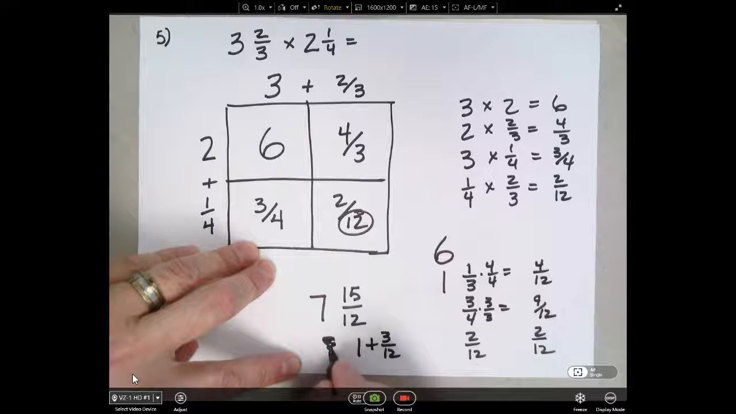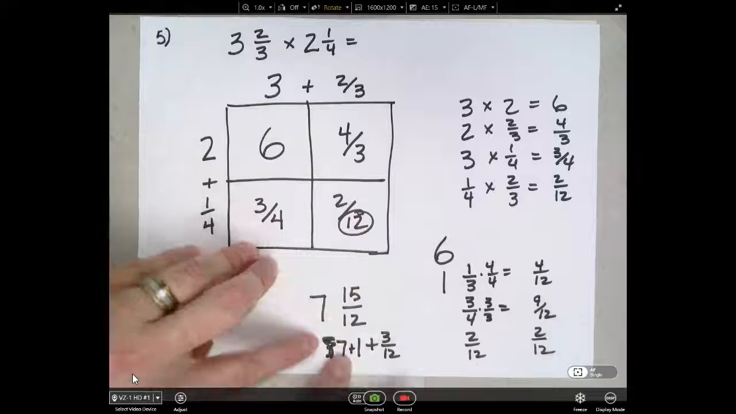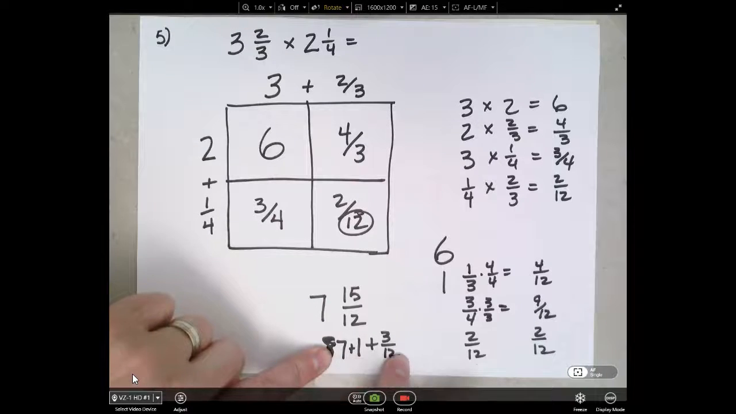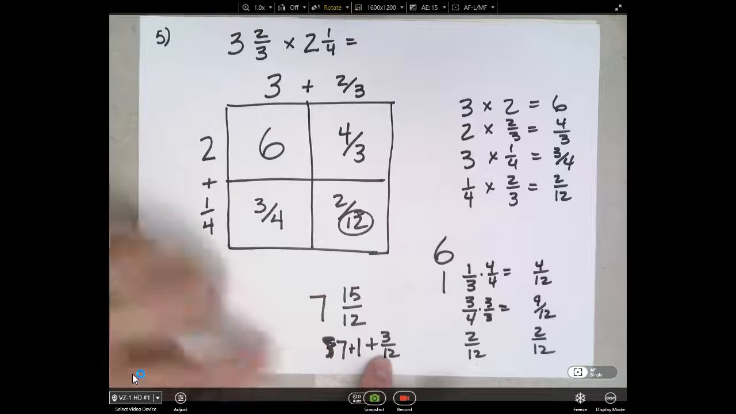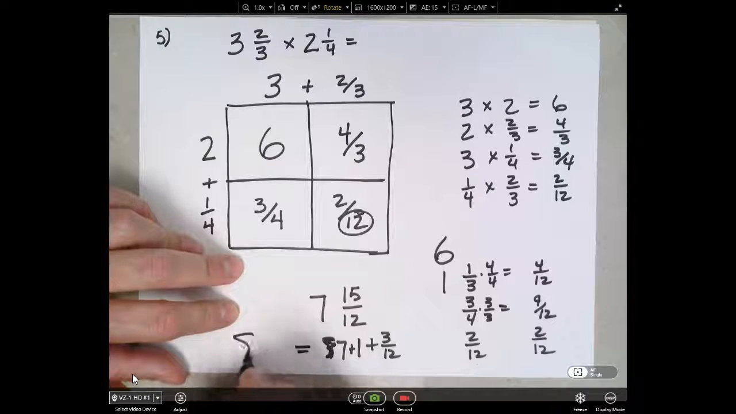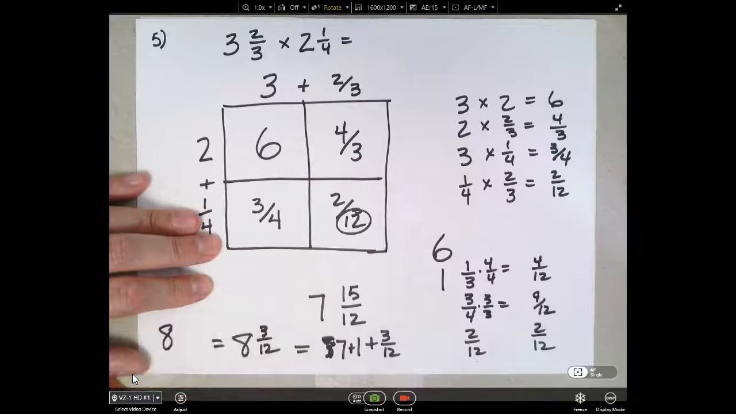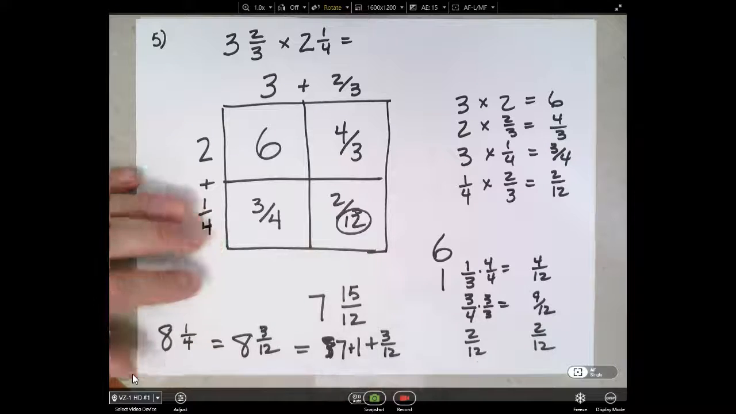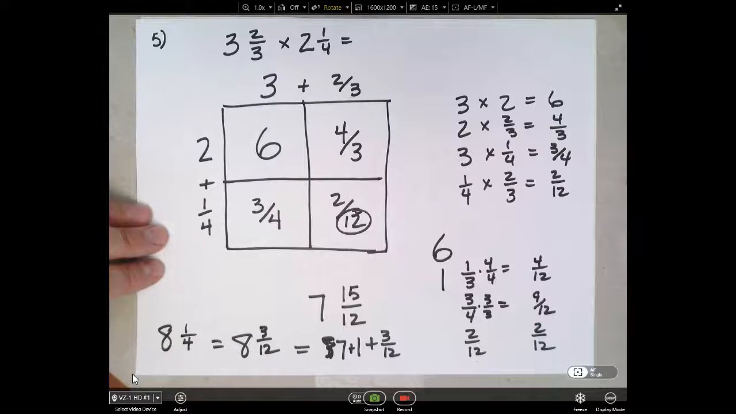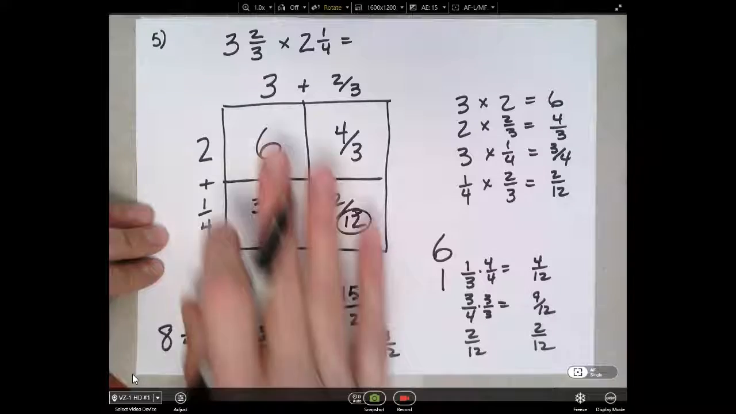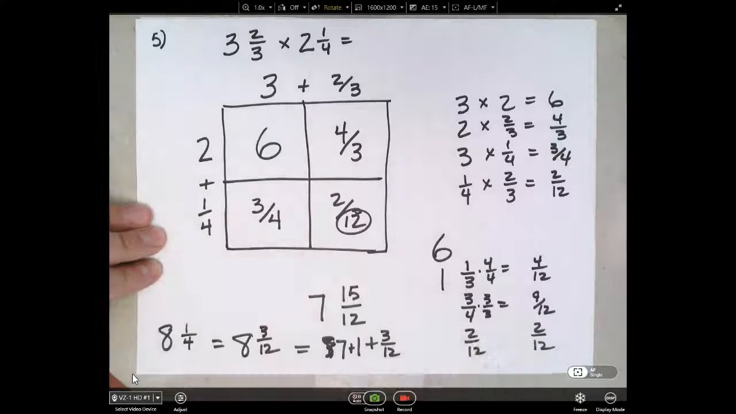So, oops, let's make that still our 7. So we take our 7 and we add the 1 whole to it that we got when we changed this into a proper fraction, and that equals 8 and 3/12. And we can take the 3/12 now and reduce it, and that would give us 8 and 1/4. So that's using a graphic organizer or an area model that is not proportional to solve this type of problem. There are other ways to do it, and I'm going to show you one here in just a second.